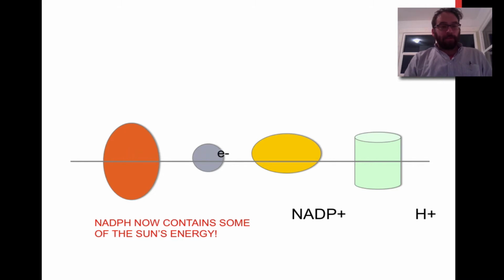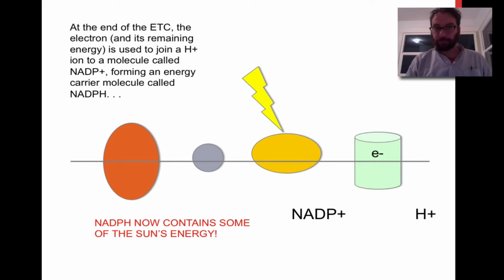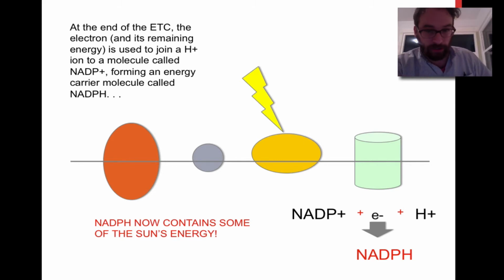Another important event happens at the end of this. As you move through, the electron, once it gets to the end, that electron and its remaining energy is used to join a hydrogen ion to a molecule called NADP+. Because electrons form chemical bonds, this electron is forming a chemical bond between those two things, and you get this molecule, NADPH. NADPH is an energy carrier.